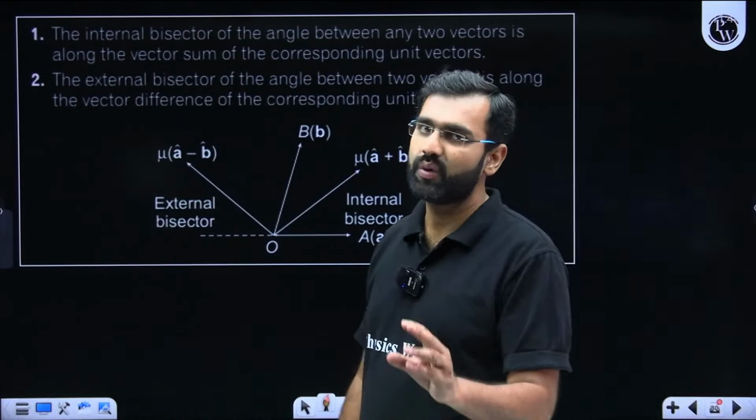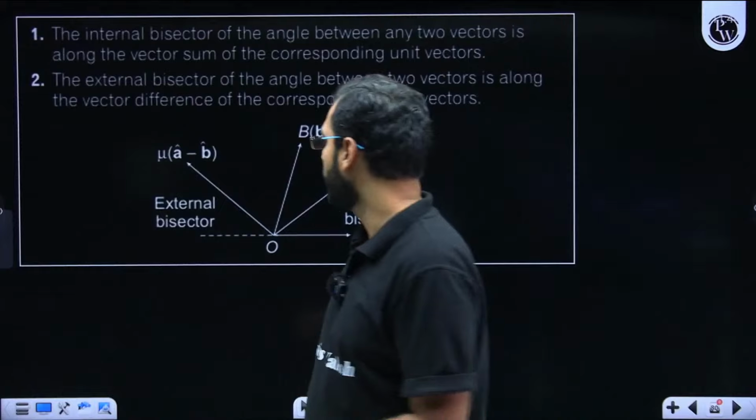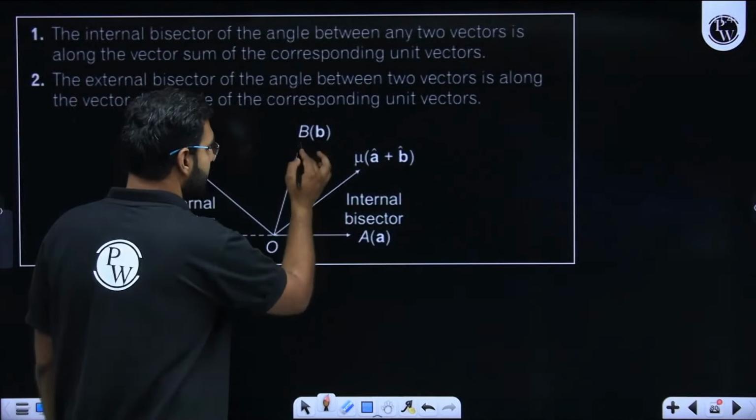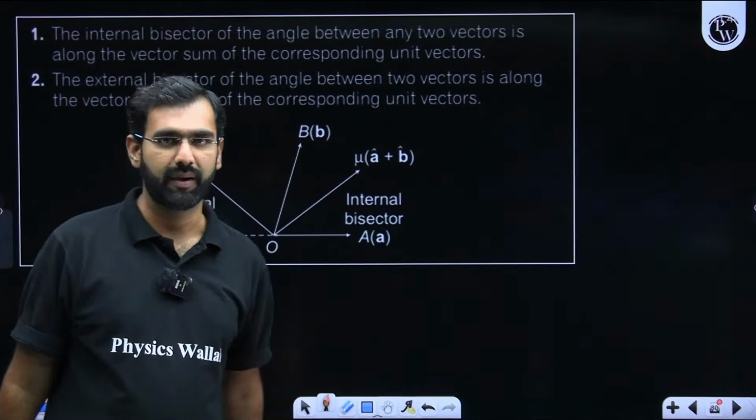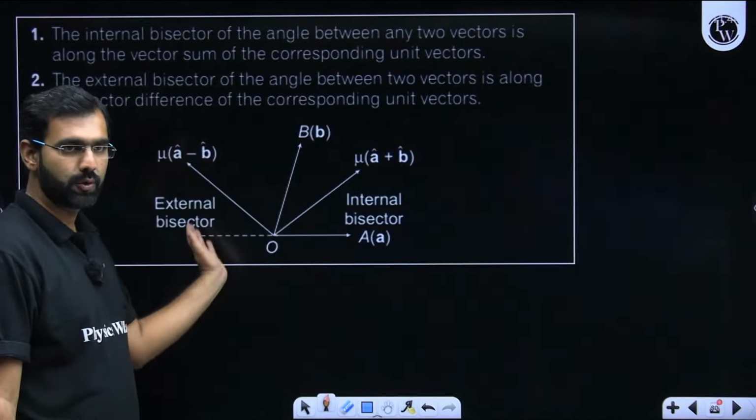Something very crucial which is asked: angle bisector. What is that? Let's say there is a vector A, there is a vector B, and you are asked for the acute angle bisector and the obtuse angle bisector. So if the acute angle is here, the obtuse angle is here.